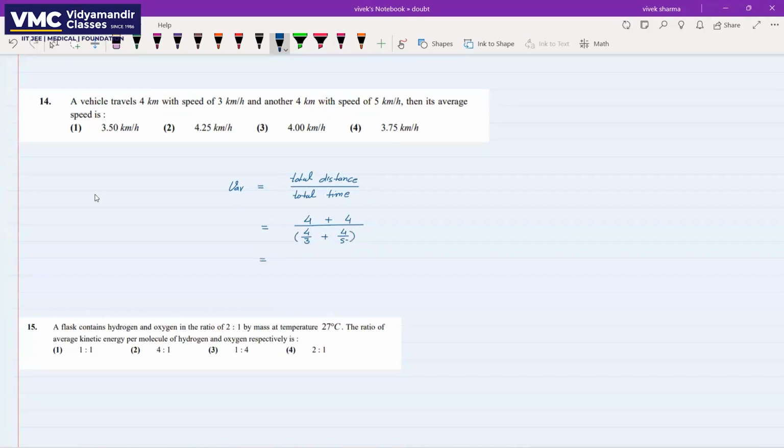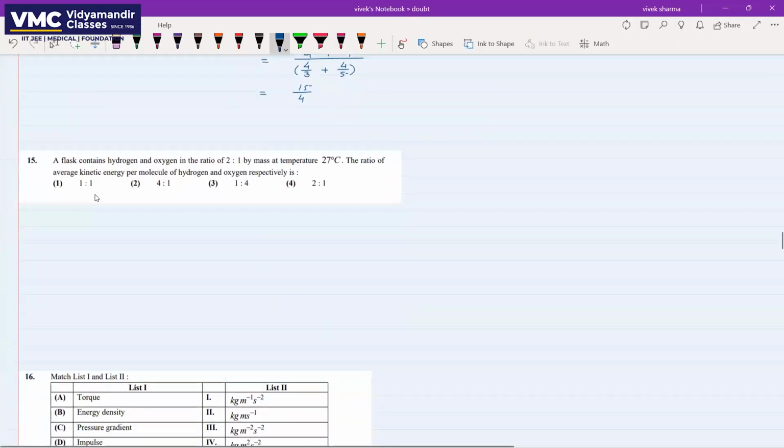And from here, we can find the average speed. It is 15 by 4, which is 3.75. So the correct answer is option 4.